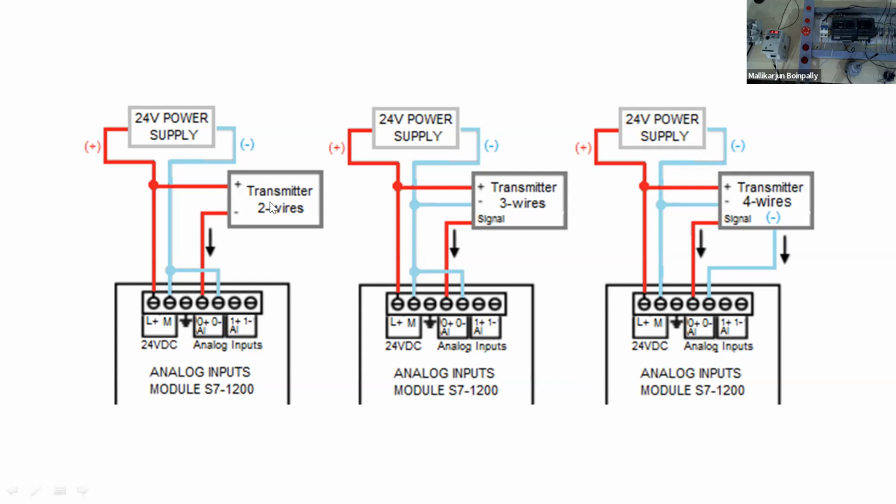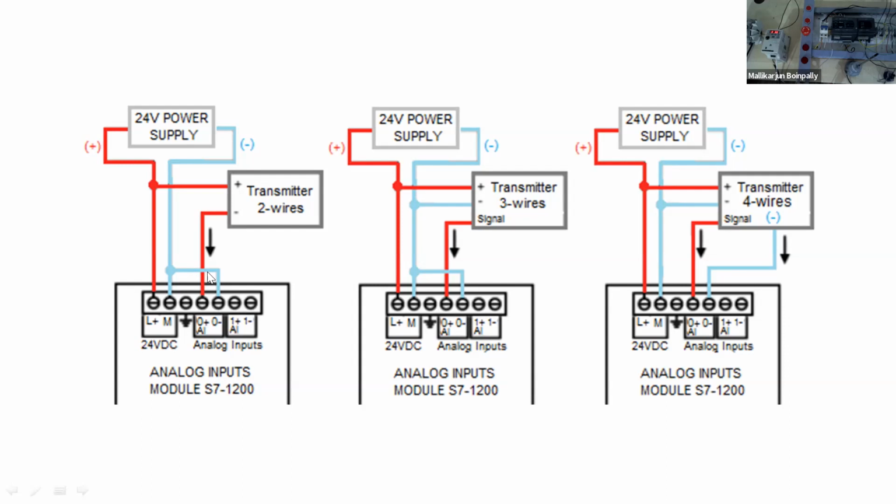Coming to the transmitter, the second one is power. That power we should give to 24 plus itself. And then the next one is 24 minus, that we need to connect in the PLC. In the PLC we have a minus option, and for that minus we need to connect the 24 minus itself.